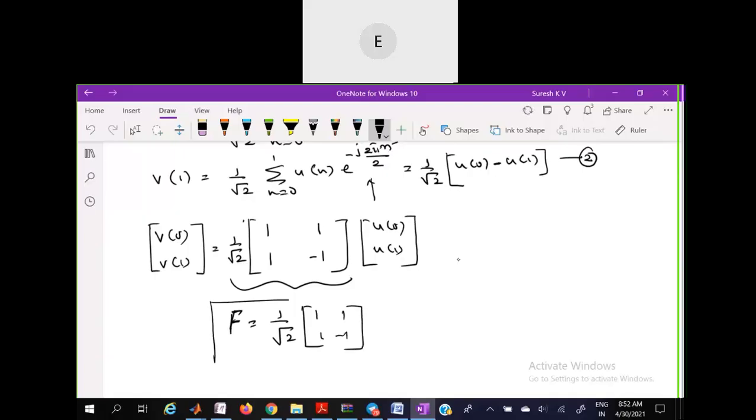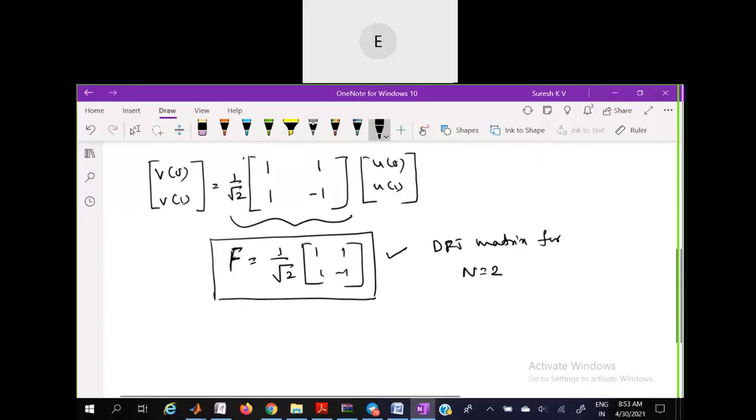Remember, we have already used this. That's why I told you again and again you will be getting this. This is the DFT matrix for n is equal to 2. Okay. So for n is equal to 4, I want you to do it. In the next class, I will give you what is the matrix, but I expect you to do it. Okay.